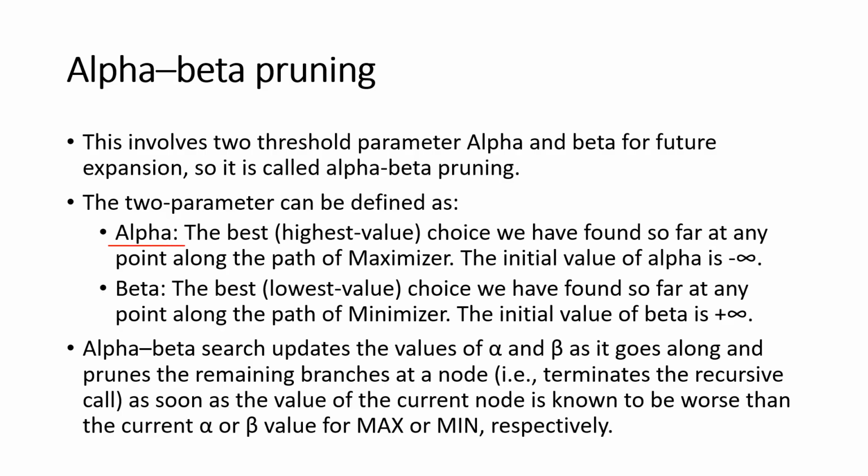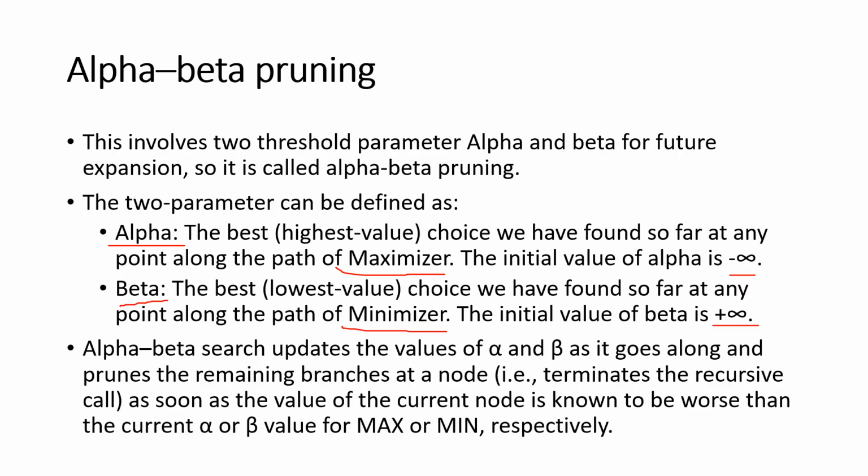The first one is alpha, the best, highest value choice we have found so far at any point along the path of the maximizer, and its initial value is minus infinity. The next threshold value is beta, the best, lowest value choice we have found so far at any point along the path of the minimizer, and its initial value is plus infinity.